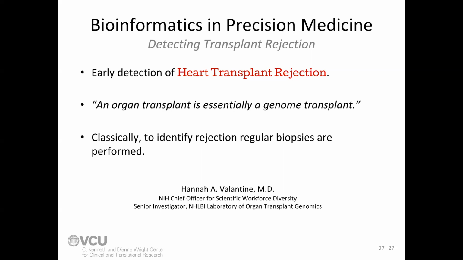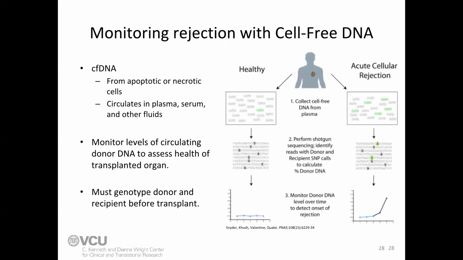Dr. Valentine said, if you think about it this way, an organ transplant is essentially a genome transplant. You're having someone else's DNA with all of their variants being put into your body. Is your body going to accept it or not? This is one reason why they try to give a woman a woman's heart and men a man's heart, because you have that XY chromosome difference, which can, I guess, cause major complications. So what they did is they monitored the rejection looking at cell-free DNA. Cell-free DNA comes from apoptotic or necrotic cells that are dying, and it circulates in the plasma.